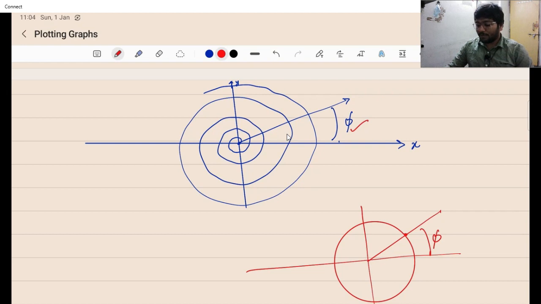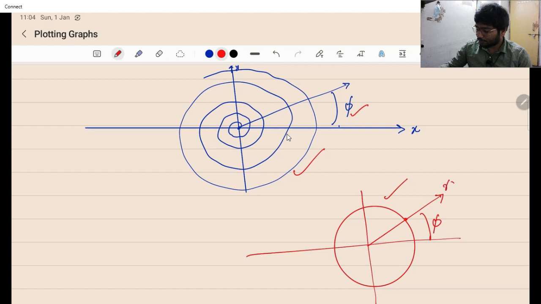So what is the fundamental difference between the spiral and the circle? There are two differences. One is that this is a radial vector, and this radial vector and the tangent at this point, suppose this is a point P, you draw a tangent over here. So this is the tangent T. This makes a 90 degree angle, right?